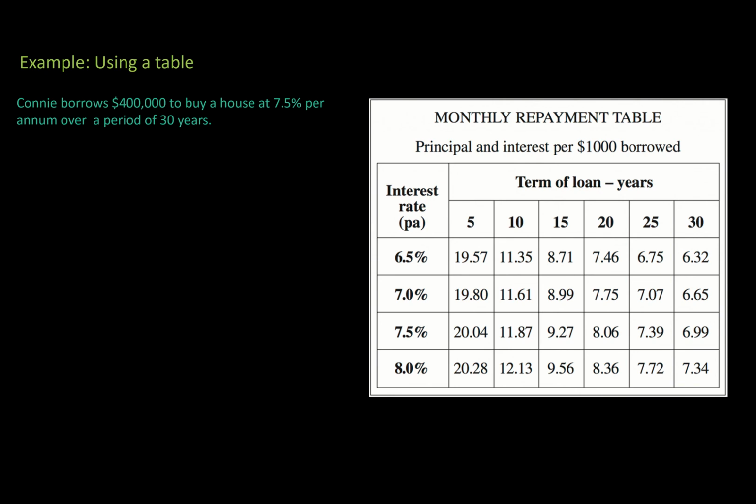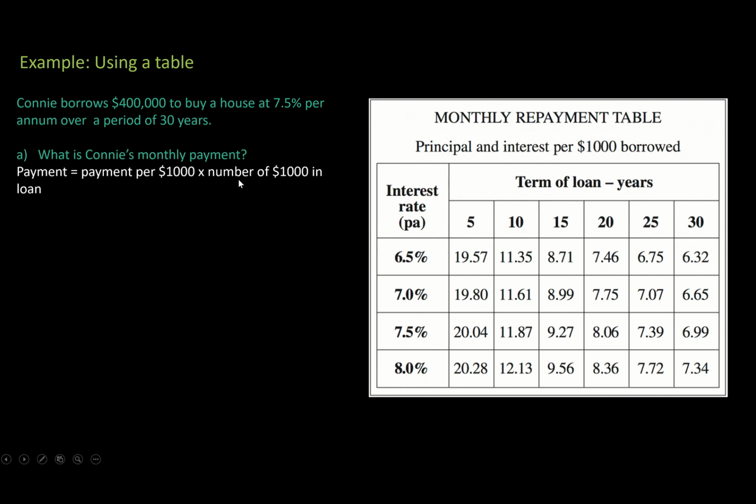So Connie borrows $400,000 to buy a house at 7.5% per annum over a period of 30 years. So what is Connie's monthly payment? That's where we have to start. So her payment is going to be the payment per 1,000, which is what this table gives us, times the number of $1,000 in her loan.